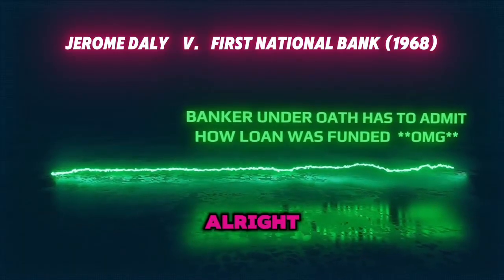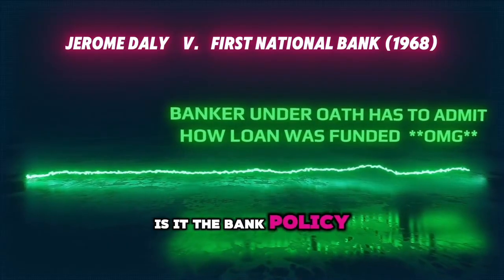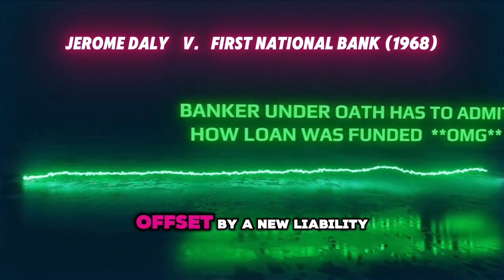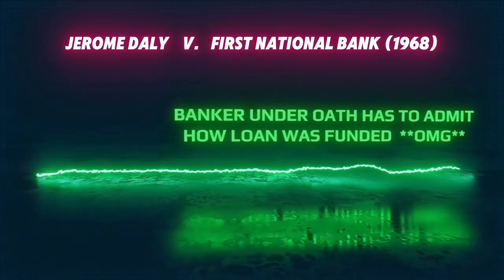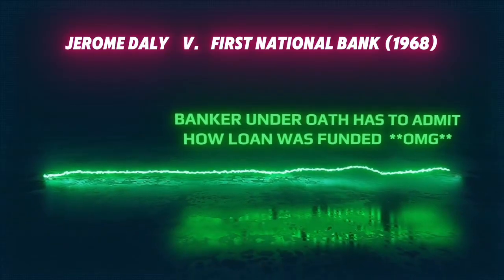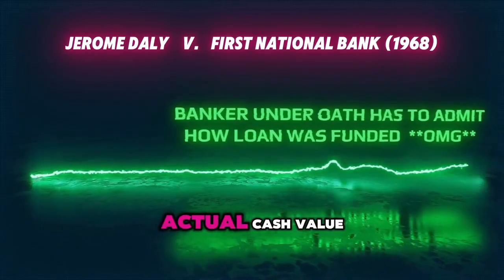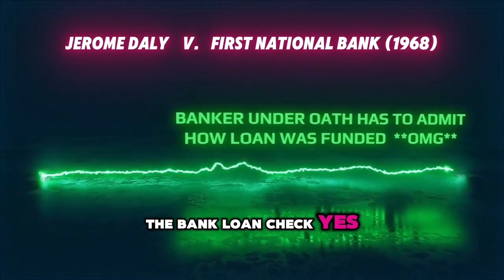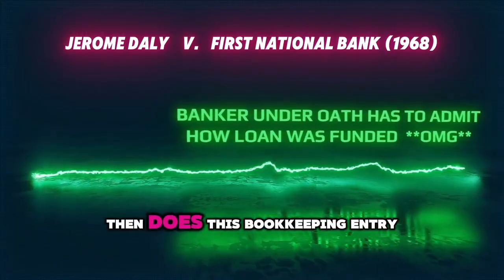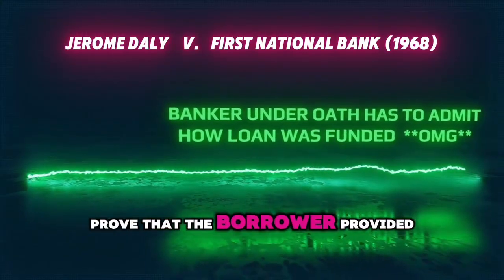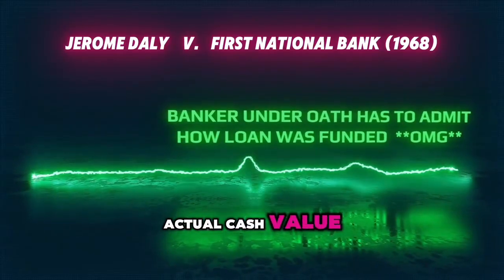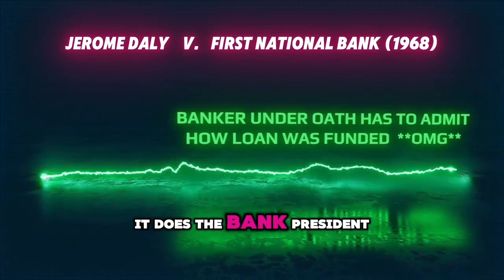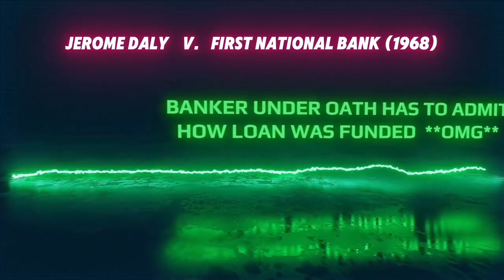Yes. All right. Is it the bank policy to record the promissory note as a bank asset offset by a new liability? Yes, it is. Does the promissory note have actual cash value equal to the amount of the bank loan check? Yes. Then, does this bookkeeping entry prove that the borrower provided actual cash value to fund the bank loan check? Well, yes, it does. The bank president told us to do it this way.